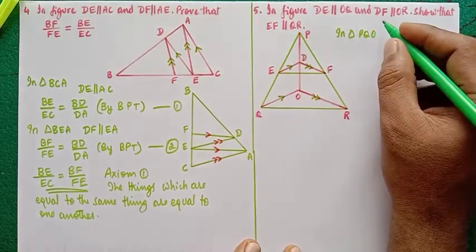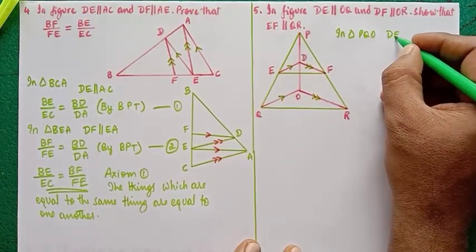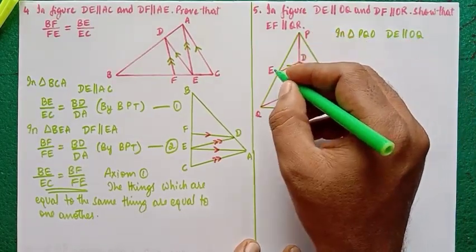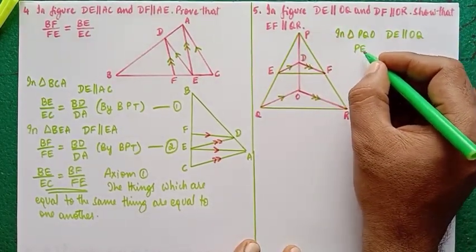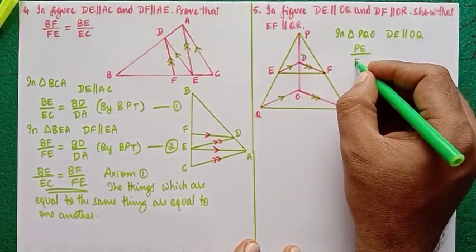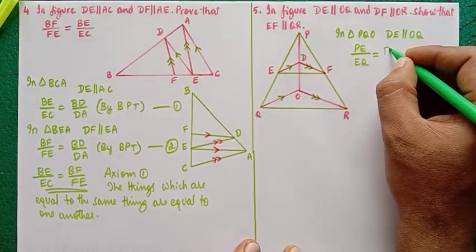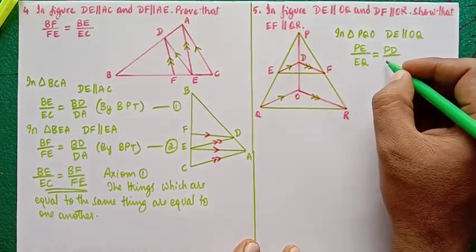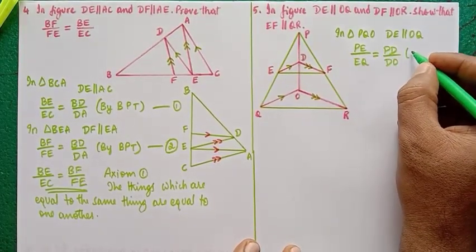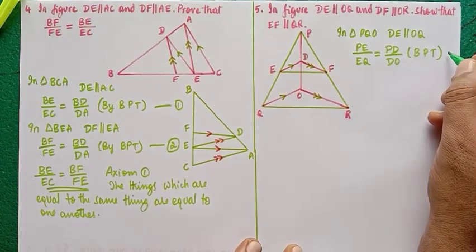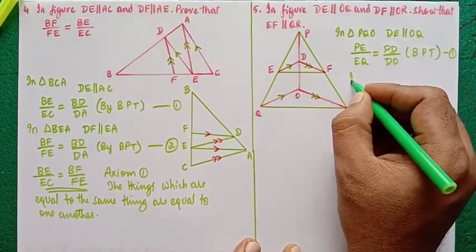We know that DE is parallel to OQ. So we can write PE by EQ is equal to PD by DO, by the basic proportionality theorem. Let this be 1.